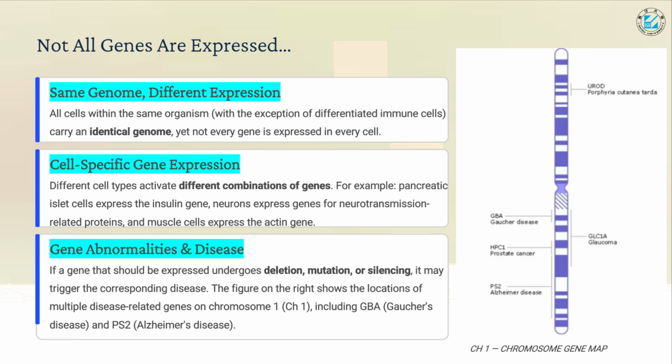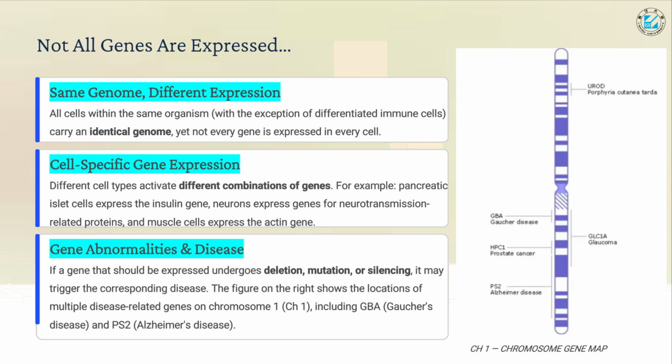Although almost all cells in the body contain the same genome, not all genes are expressed in every cell. For example, a neuron, a muscle cell, and a pancreatic beta cell all contain the same DNA. However, they look different and perform different functions because they express different sets of genes. Pancreatic islet cells express genes related to insulin production. Neurons express genes involved in neuronal transmission. Muscle cells express genes such as actin and myosin. They are important for contraction.